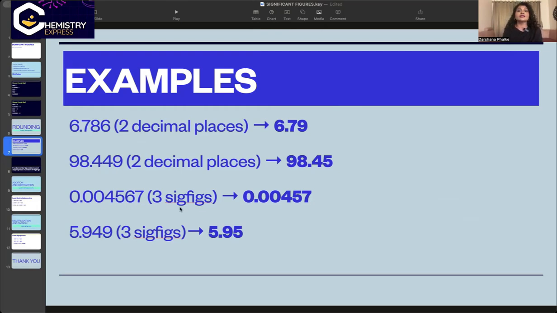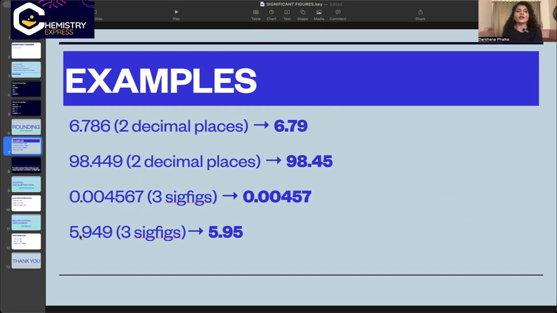0.004567. I want this till 3 sig figs. Students, remember, significant figures, the left end zeros are never significant. So the 3 significant figures would be 4, 5, 6. So the last digit, the 7, has to go. I cannot remove it like that. I have to add 1 to the previous number. So it's going to be 0.00457, because 6 plus 1 is 7.